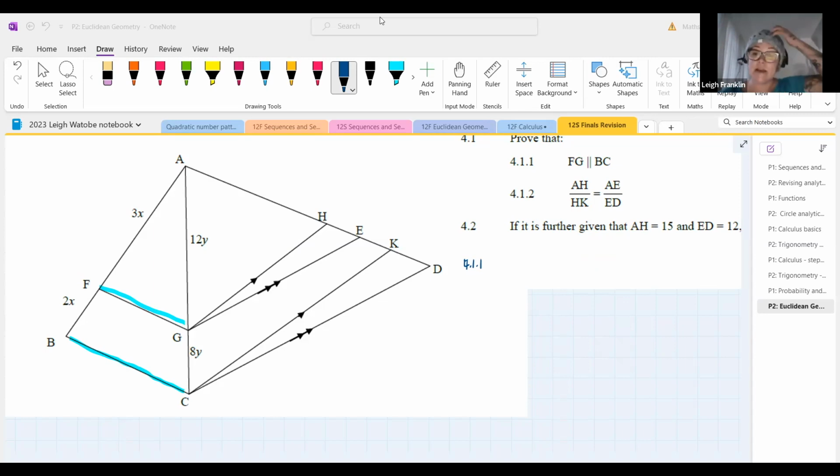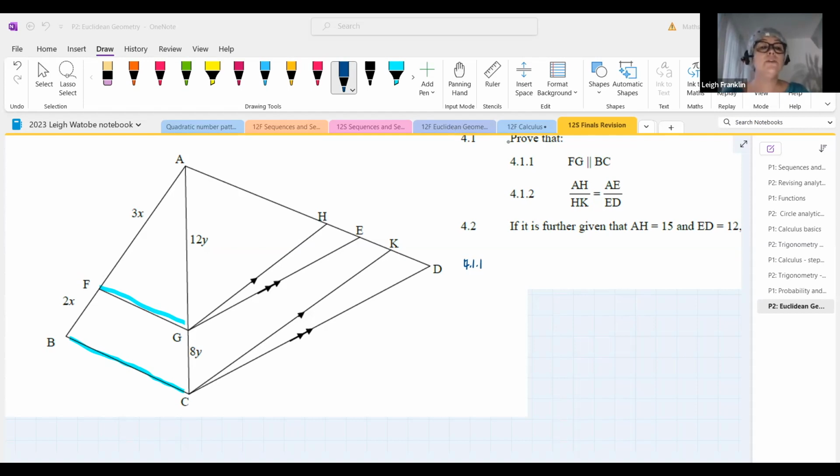So this is a question. It's not the proportionality intercept theorem, it's the converse of the proportionality intercept theorem. Does that ring a bell? Converse proportionality intercept theorem?